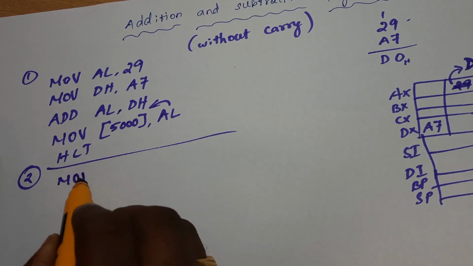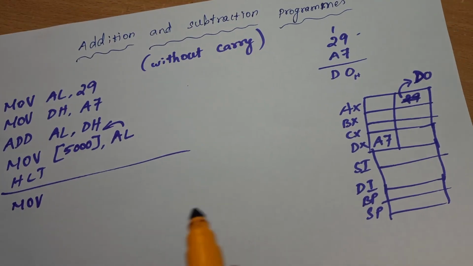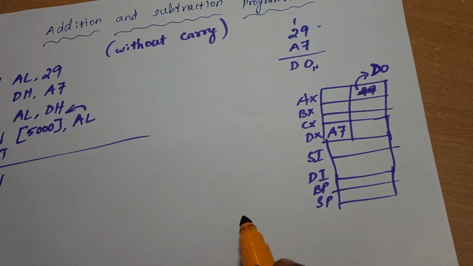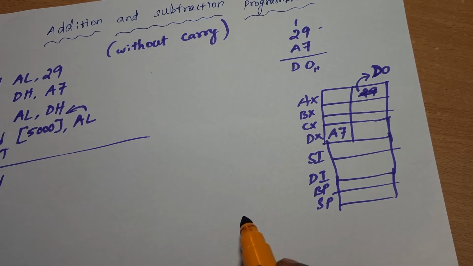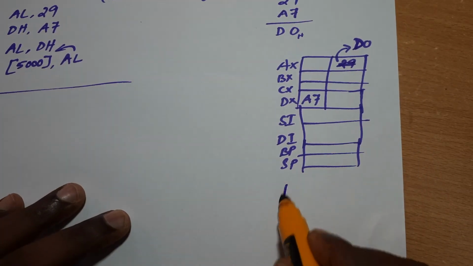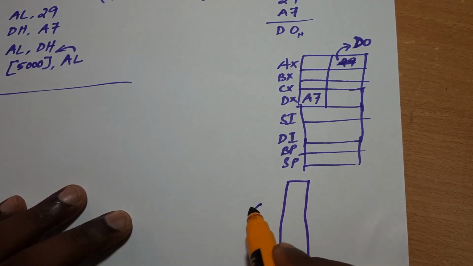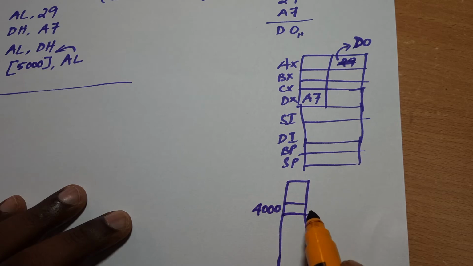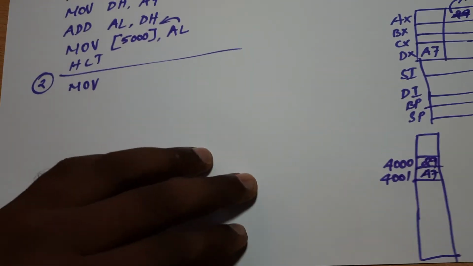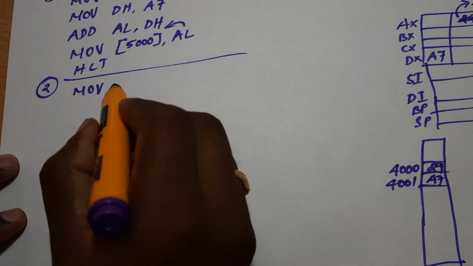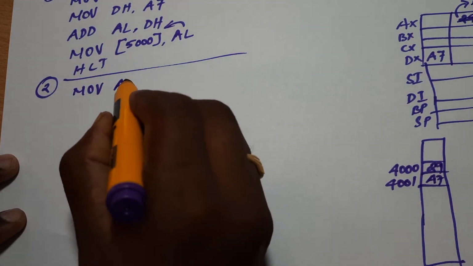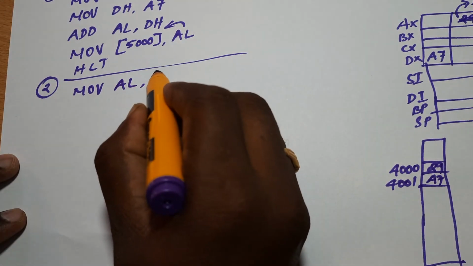Say, for example, first of all, before we write the program, we need to decide where we are going to keep our input data. Let us assume these are the memory locations. Say I'm having my input value in 4000, that is, here I'm just having 29, and in the next, 4001, I'm just having A7. So I'm randomly choosing the memory locations.